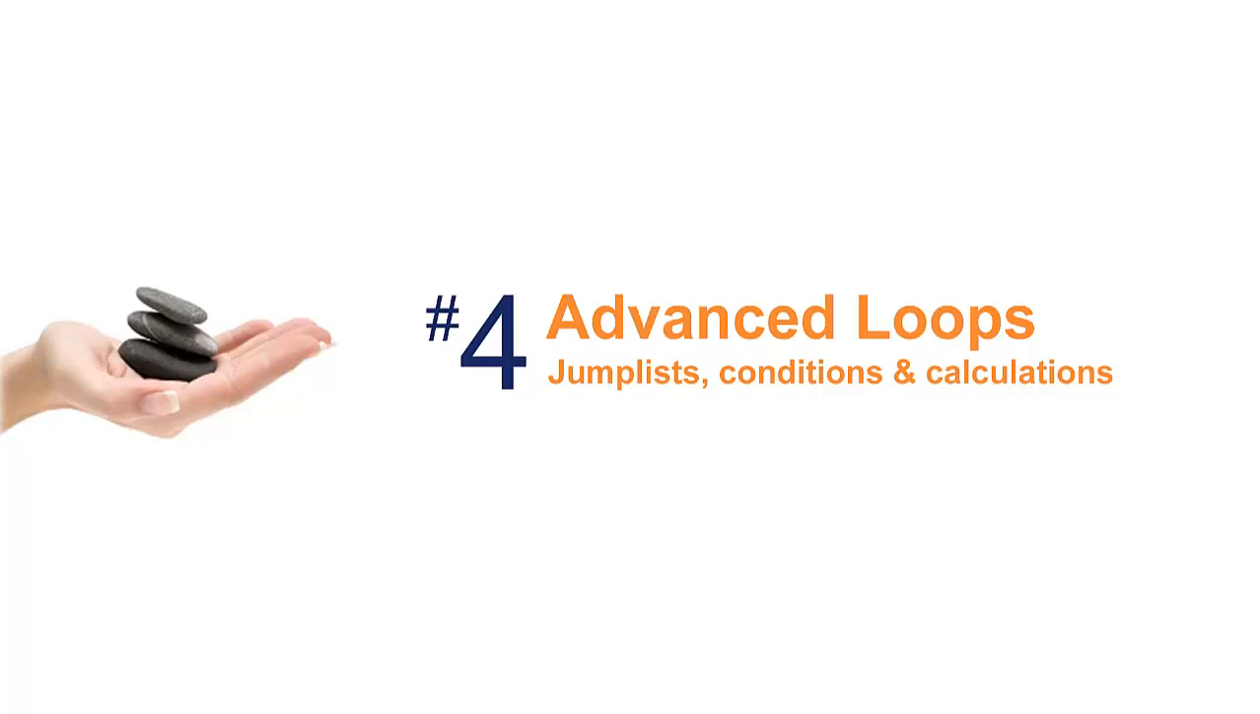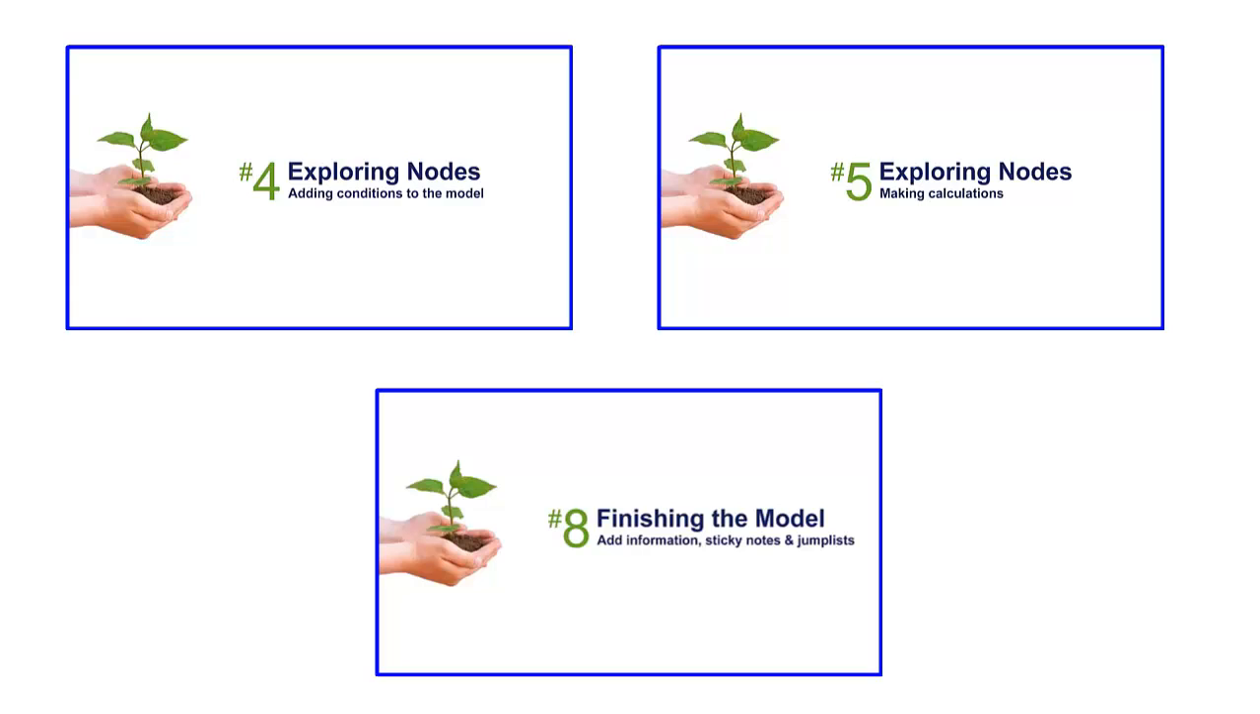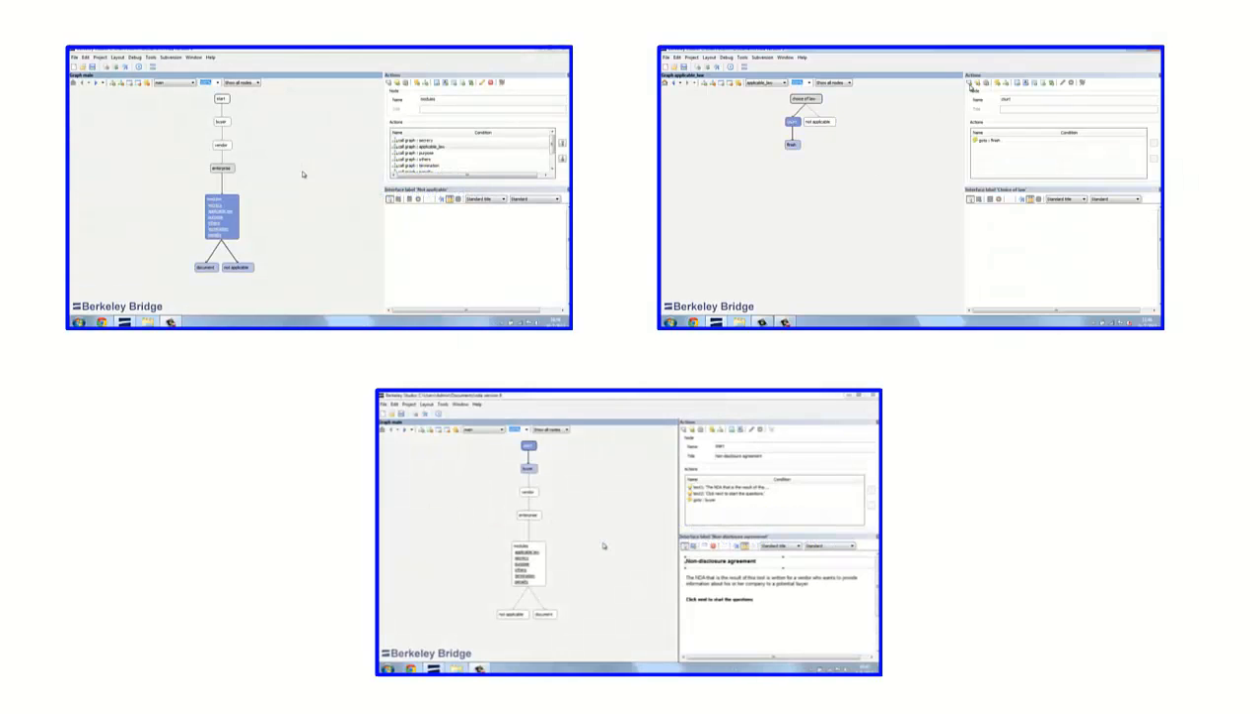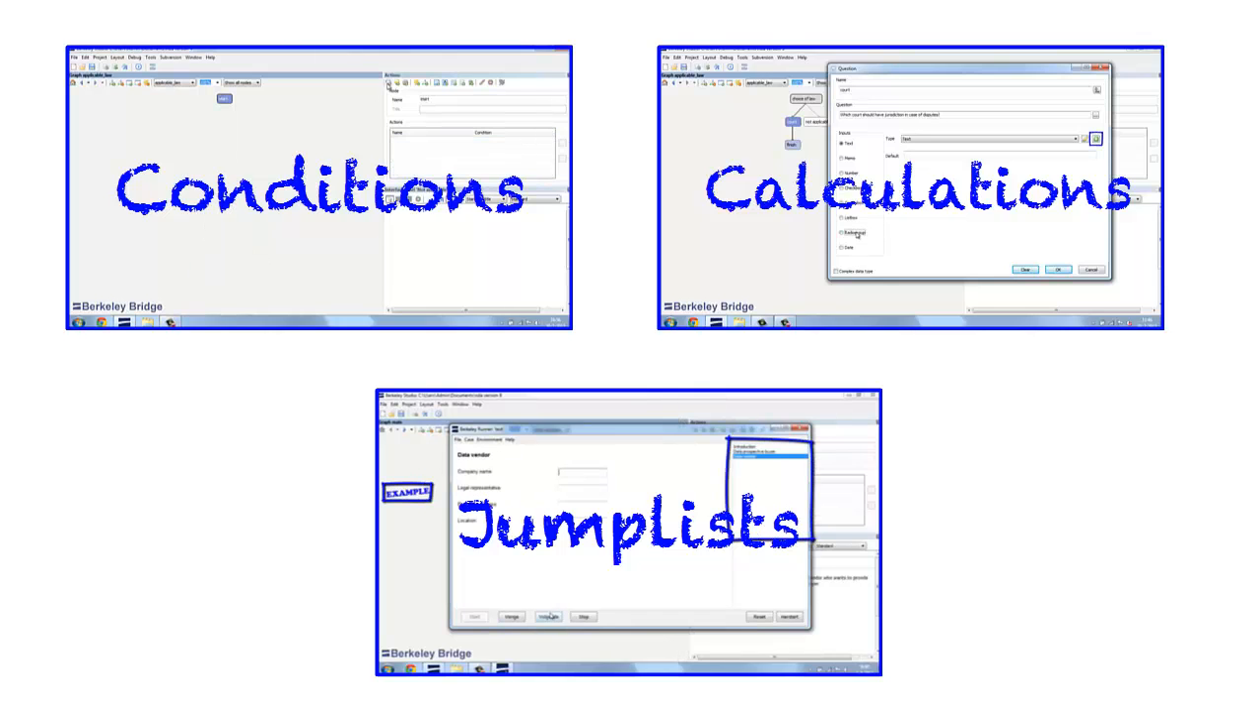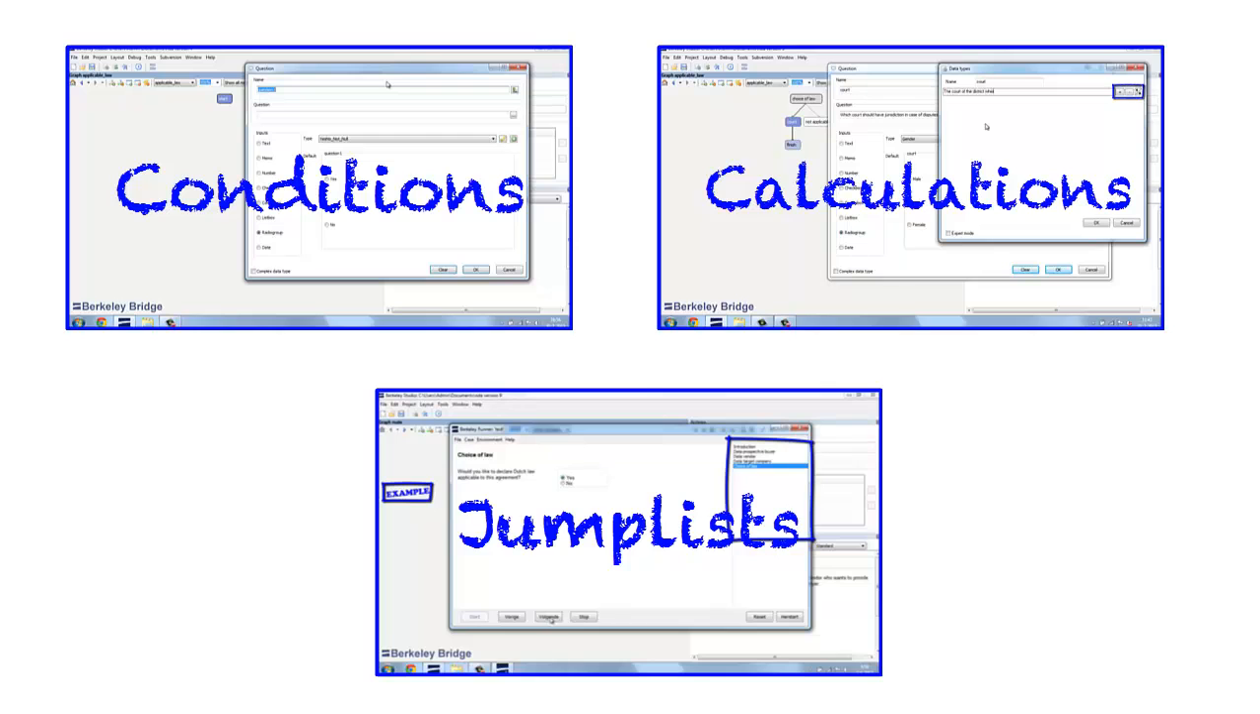In this video, I will make my existing model a little bit more complicated by inserting jump lists, conditions, and calculations. If you are still unfamiliar with these terms, I highly recommend that you watch the basic tutorials on these subjects first. Just pause this video, click the topic you want to learn about, and continue when you feel ready to explore these topics in the context of loops.